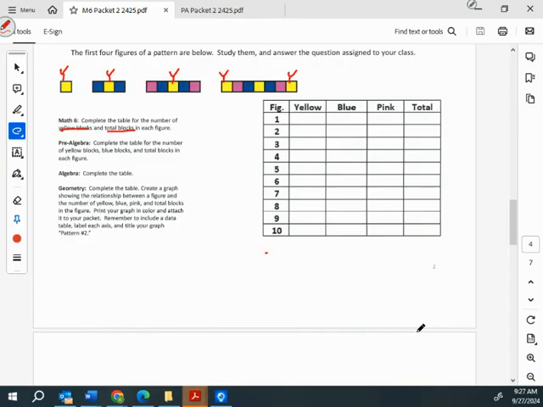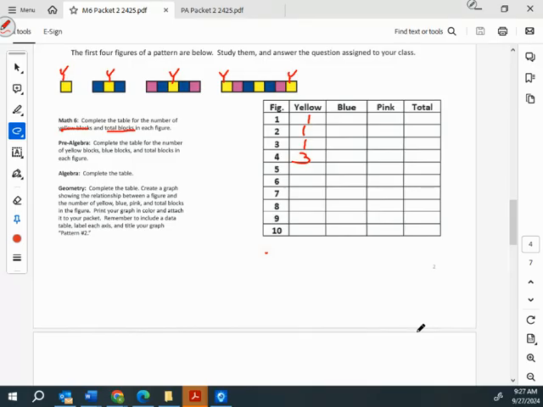So let's look at our yellow blocks. How many yellow blocks are in figure 1? James? 1. How many in figure 2, Emma? 1. How many in figure 3? Adeline? 1. How many in figure 4, Kylie? 3. Now, I don't have anything else up there. I need to decide what's my pattern. I might not necessarily know that pattern right away. I see 1, 1, 1, then I see 3.